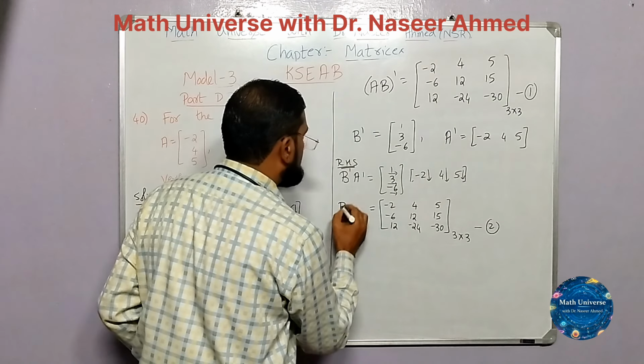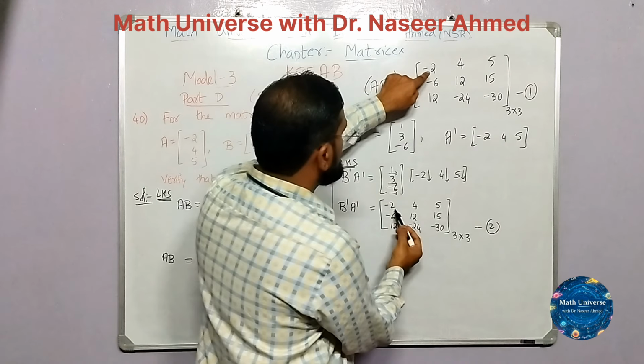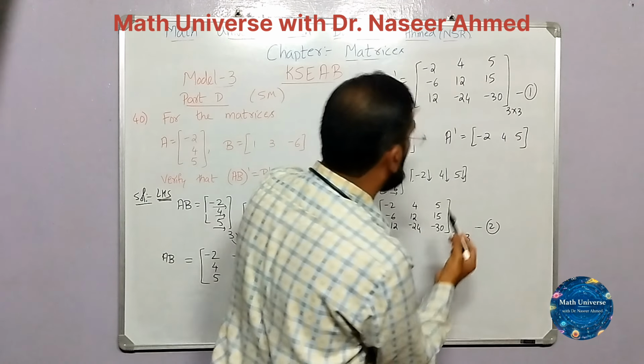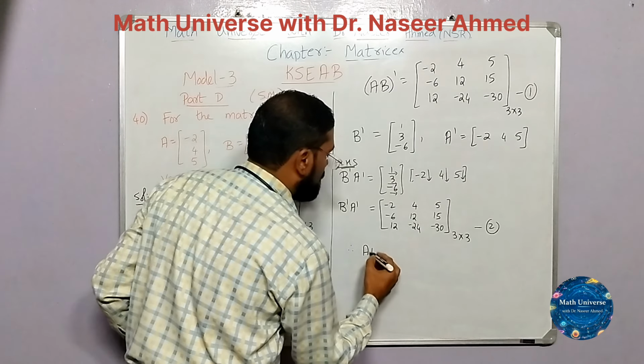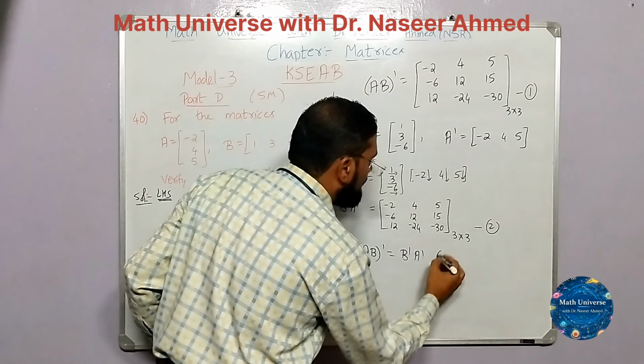So left hand side as it is. Now compare, are they the same? Minus 2, 4, 5, yes. Minus 6, 12, 15, yes. 12, minus 24 and minus 30. Therefore, from equation number 1 and 2, I can conclude A into B whole transpose is equal to B transpose into A transpose.